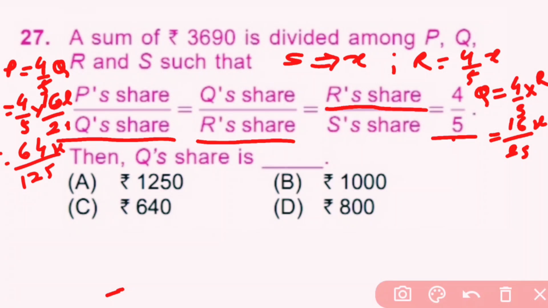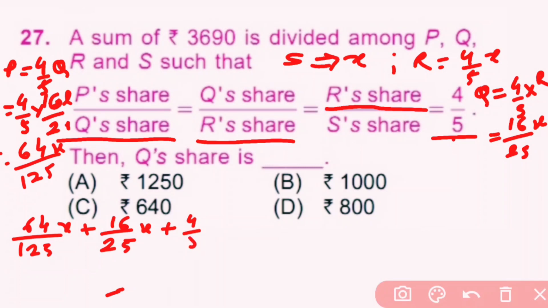Now here the addition of P share plus Q share plus R share plus S share is equal to 3690. P share means 64 by 125x plus Q share is 16 by 25x plus R share is 4 by 5x plus x is equal to 3690. Now here their denominators are different. For addition we have to first make their denominators the same by finding the LCM. LCM is 125.